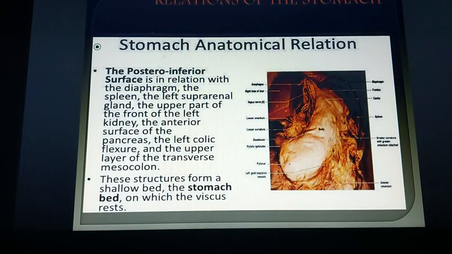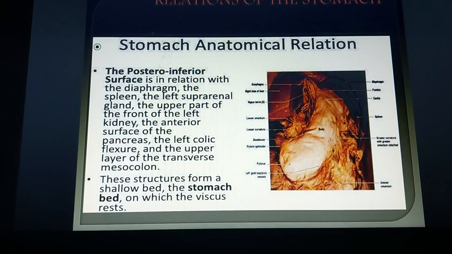Okay, so it is in relation with the diaphragm, the spleen, left suprarenal gland and left kidney, the antero-superior surface of the pancreas, left colic flexure and the upper layer of the transverse mesocolon. All these structures form a shallow bed that is called the stomach bed.